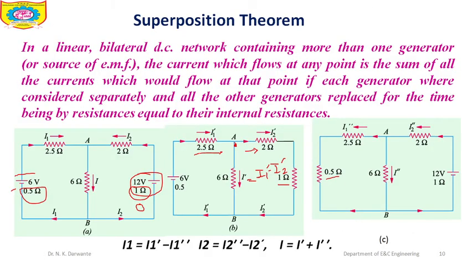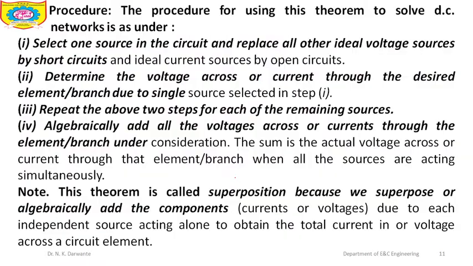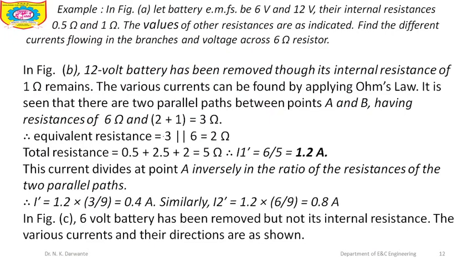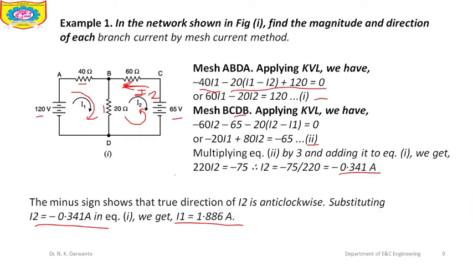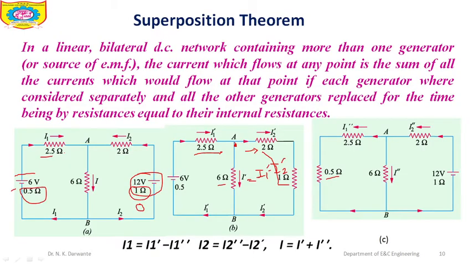Now here you can see that this 6 is in parallel with 3, then this value comes out to be 2 ohm. Now if we add this 2 ohm with the 0.5 ohm internal resistance of the 6 volt source, then 2 plus 0.5 is the equivalent resistance 2.5. Here you can see this is the 2.5, the equivalent resistance of the 2 ohm and this 0.5.